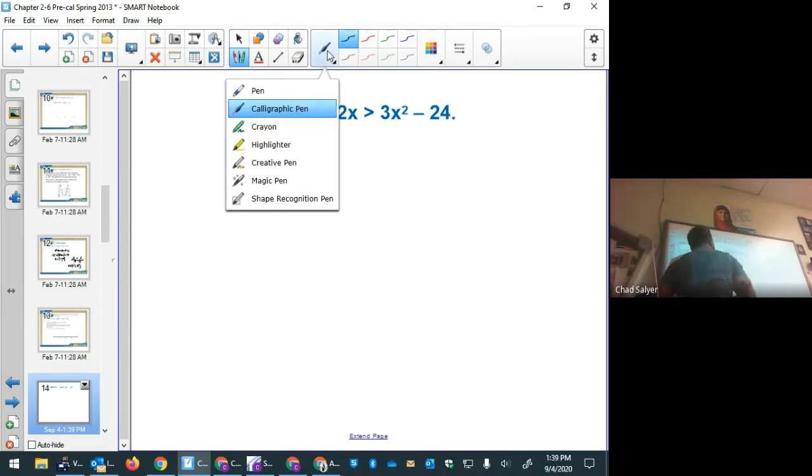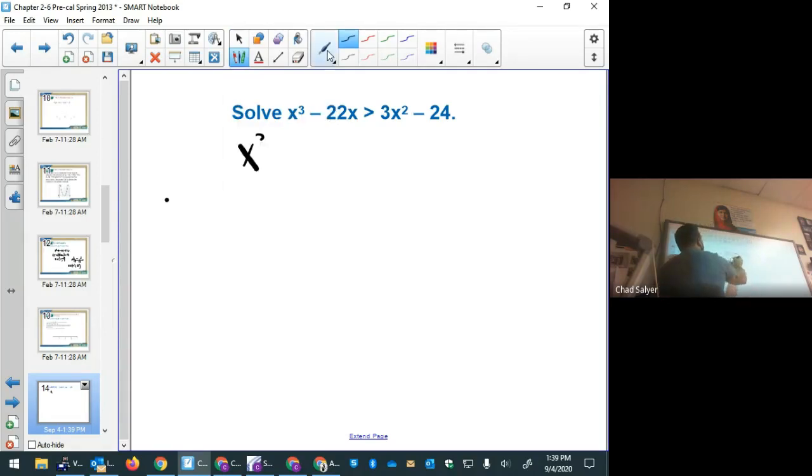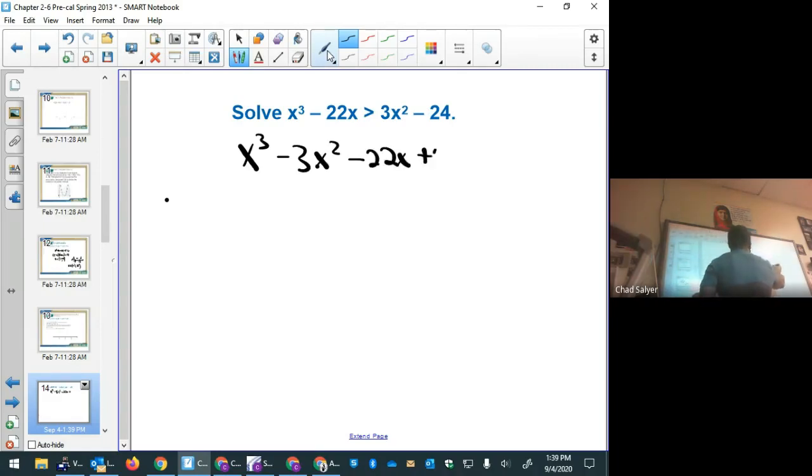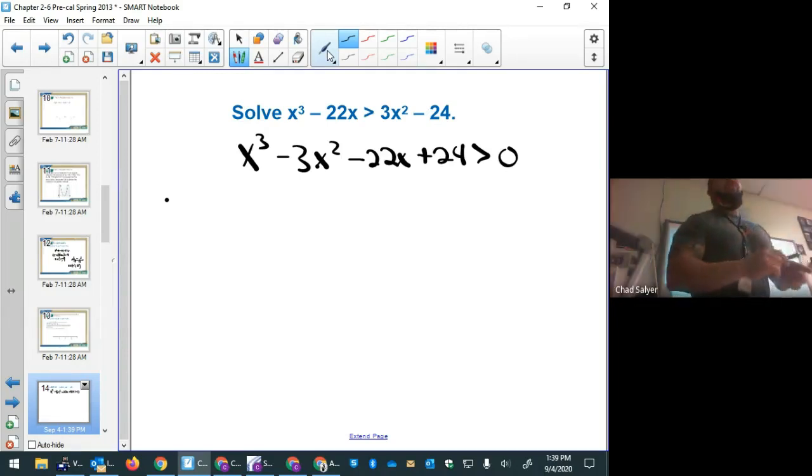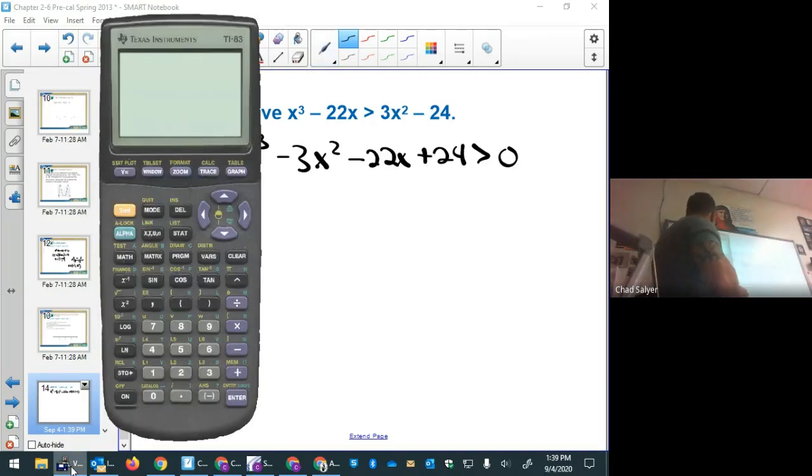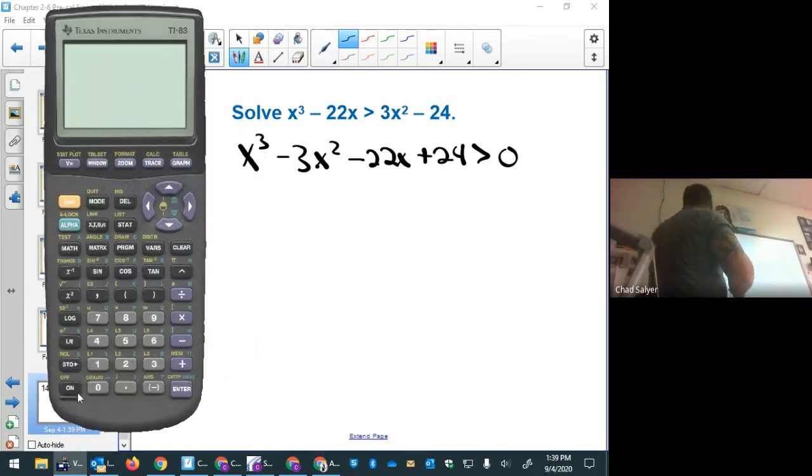So our first task is going to be to relate this to 0. I'm going to do that by subtracting 3x squared and adding 24, which gives us this expression. Now, to find these zeros, we could do the rational zero theorem, find a list, test them with synthetic substitution. If you just had no reason to do it more efficiently, that would be okay. But the calculator is always going to be more efficient when it's possible.